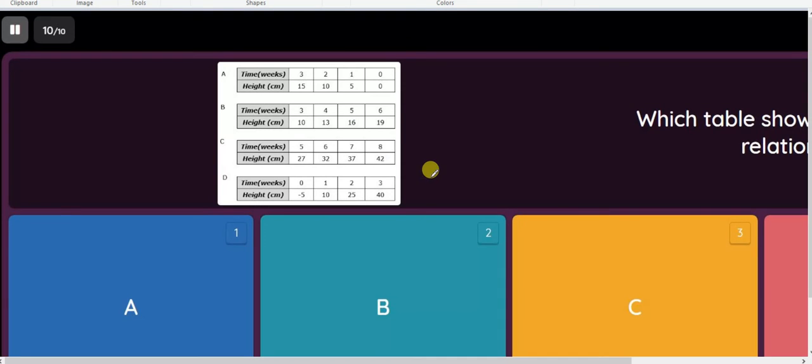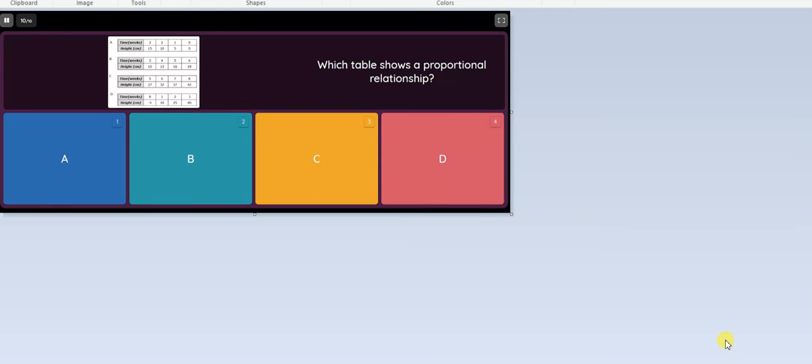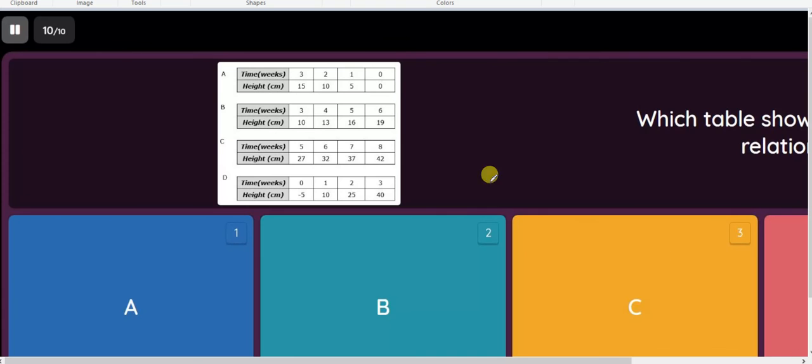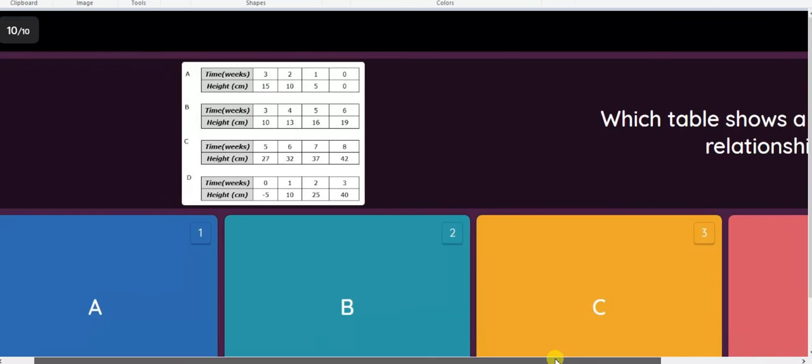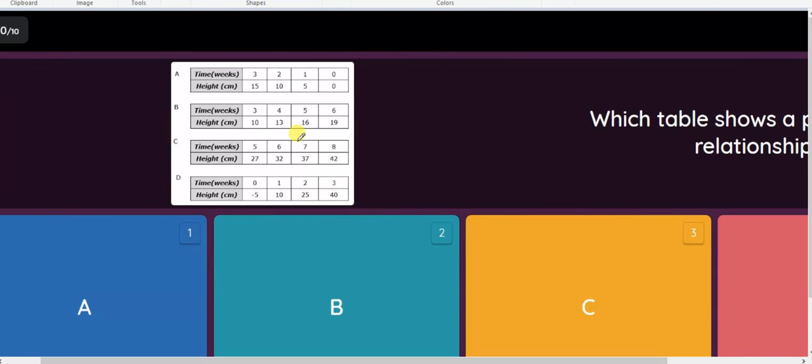And this 10th one just wants you to pick the table that shows a proportional relationship. So actually, I'm probably just going to zoom back in on this one because these are kind of small. So which table shows a proportional relationship? Well, let's see. A. Let's start with that one. It looks like times by 5 works for the first one. So 2 times 5, yes. 1 times 5, yes. 0 times 5 is 0. Yeah, so that one looks good.